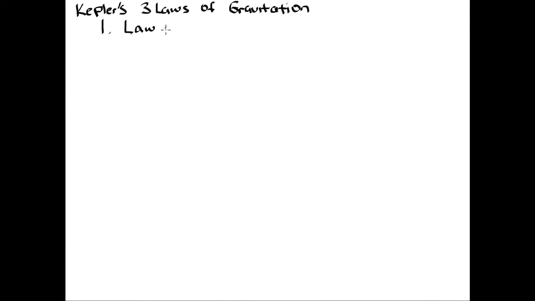Alright, in today's lecture we'll be going over Kepler's 3 laws of gravitation. So the first law is the law of orbit. You might think that the planet goes around in a spherical orbit, but it doesn't. In fact, it goes around in an elliptical orbit.